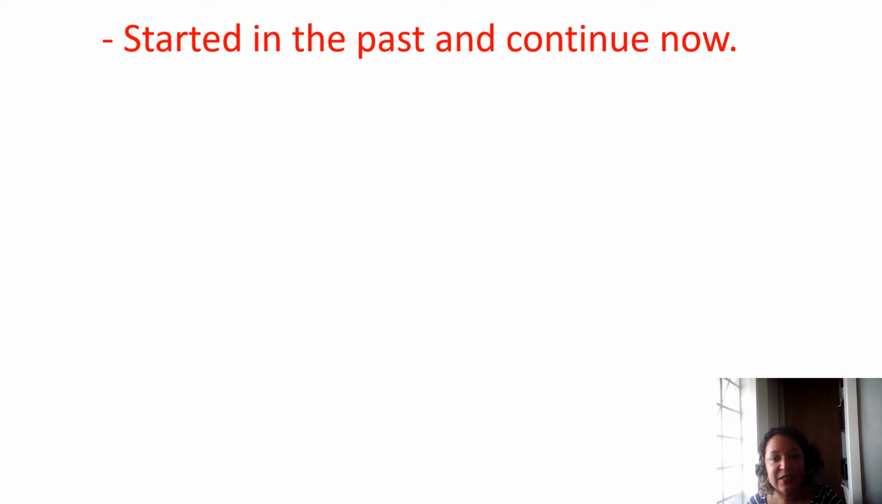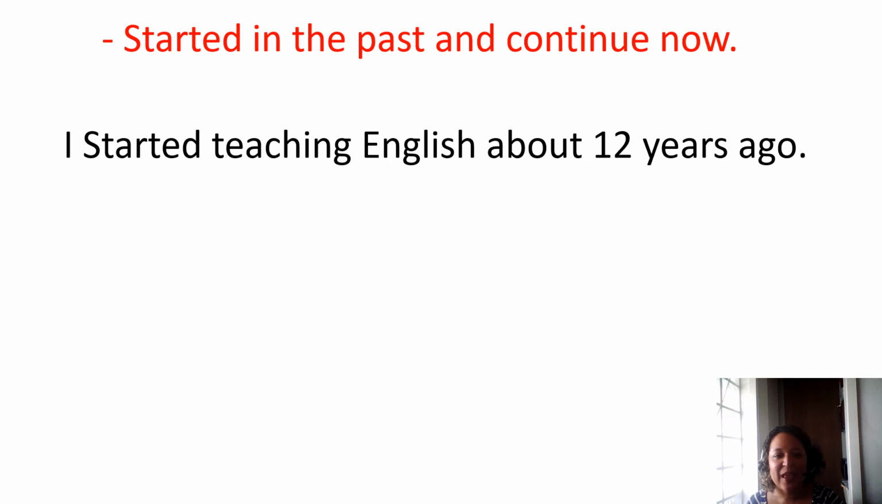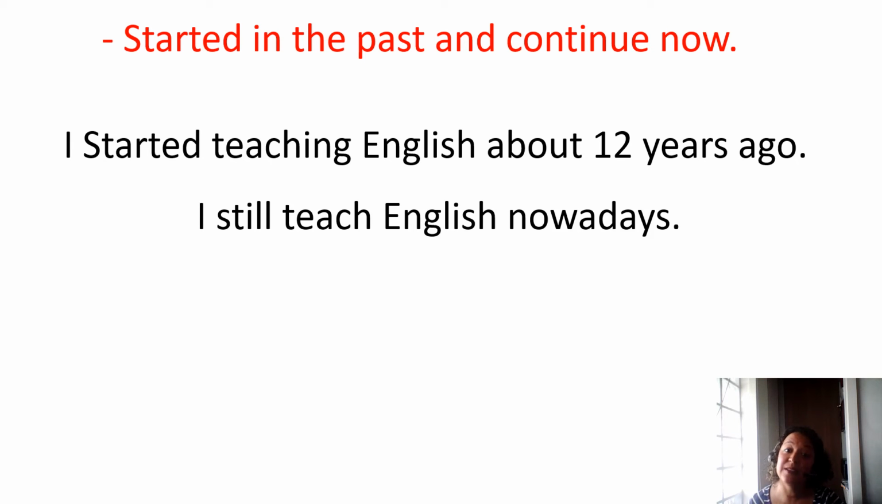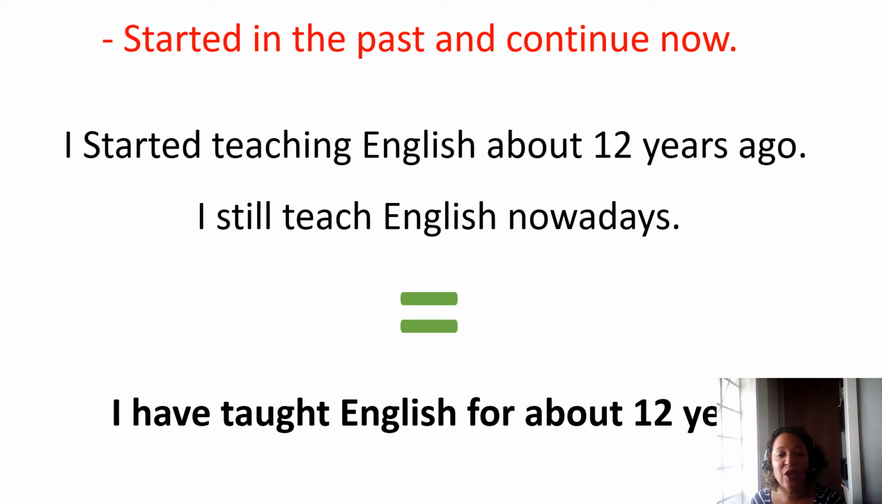Here we have two sentences that are true about me. The first one is, I started teaching English about 12 years ago. I still teach English nowadays. Those are true. Another way of saying that is, I have taught English for about 12 years. In this case, we don't use ago, right? We don't use ago here.